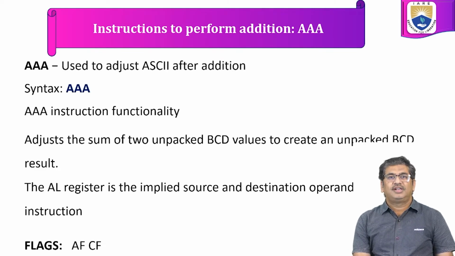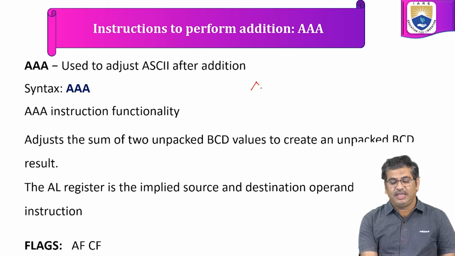The next instruction related to the addition operation is AAA, which stands for ASCII Adjust after Addition. This instruction we have to perform after an addition instruction. After addition, the result should exist in the AL register. Then only we can use the AAA instruction. This instruction is used to adjust ASCII after addition. The syntax of the instruction is AAA. So here it is a zero operand instruction. The implicit operand is AL.